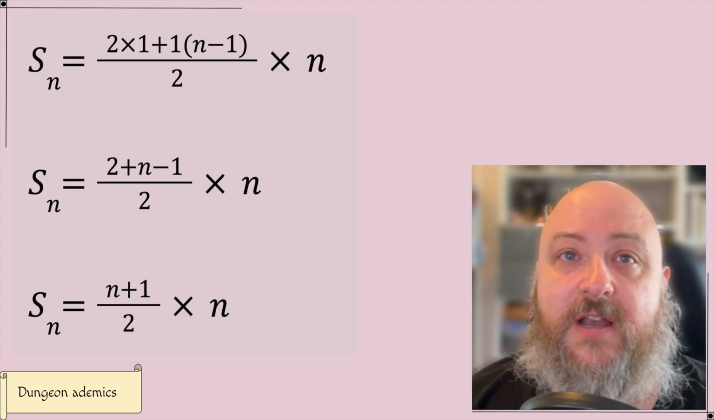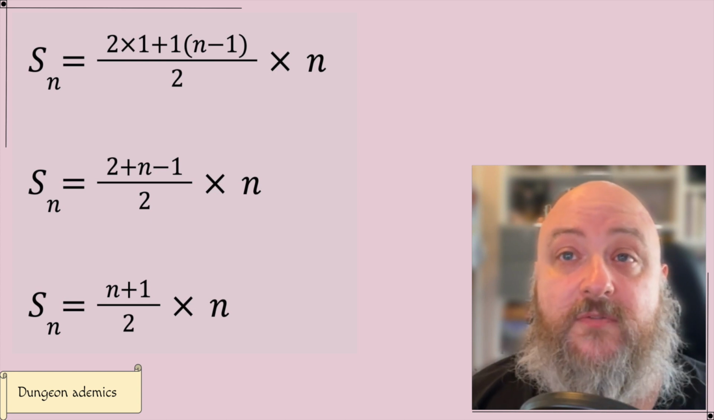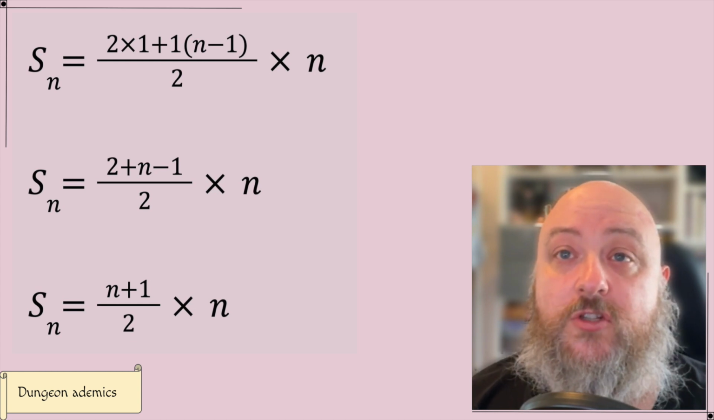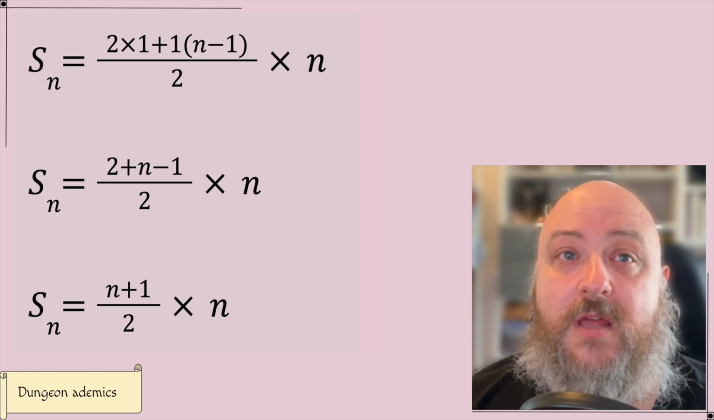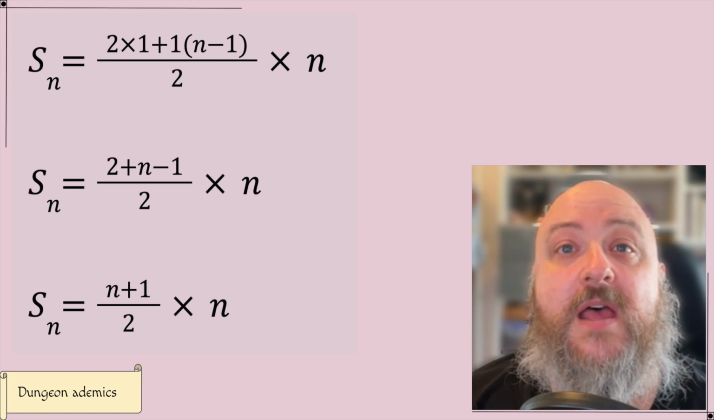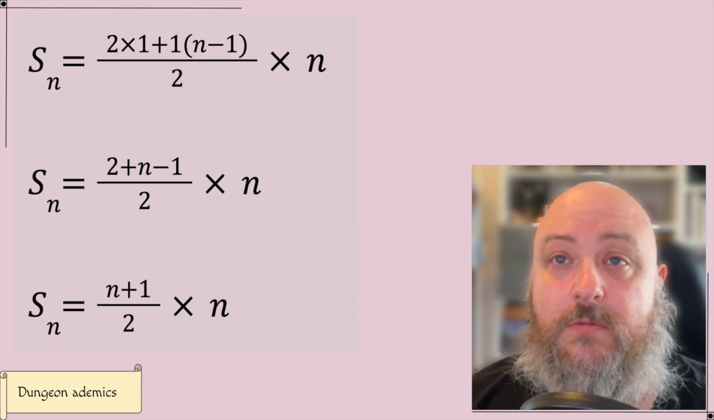We can use the values from our dice in this formula. Remember that for all dice, the first term is 1 and the common difference is also 1. This means that our calculation now looks like 2 times 1 plus 1 times n minus 1, all over 2, times n. Simplifying where we can, we get to n plus 1 over 2 times n.